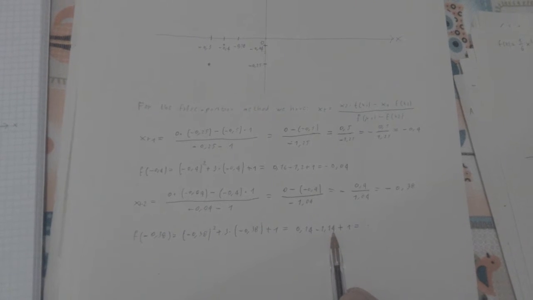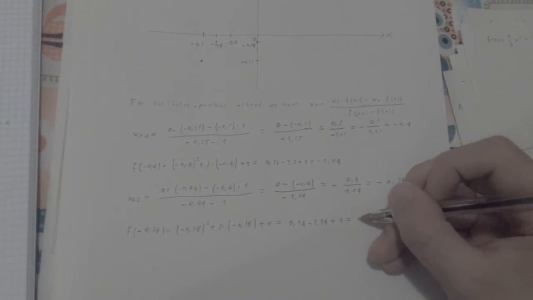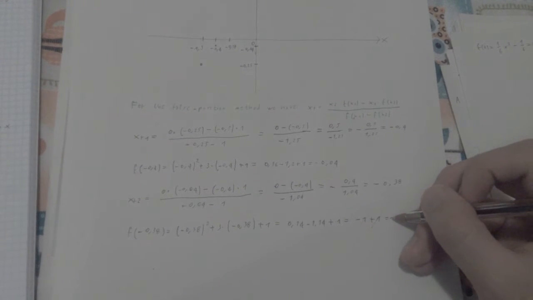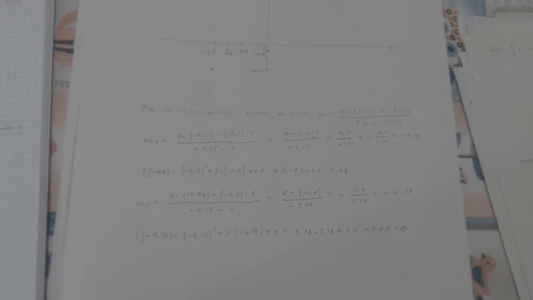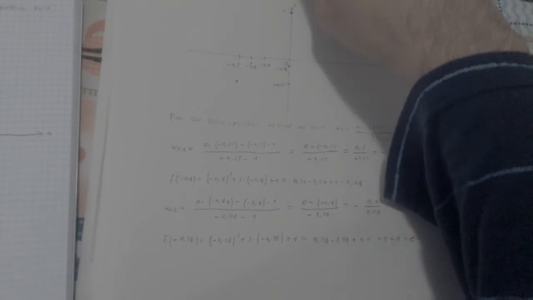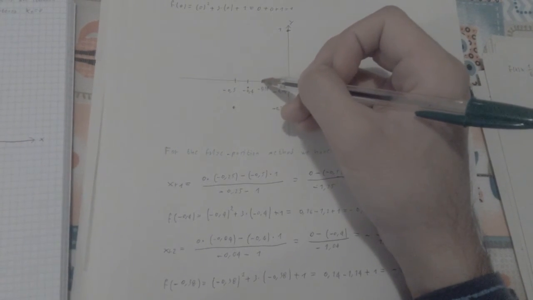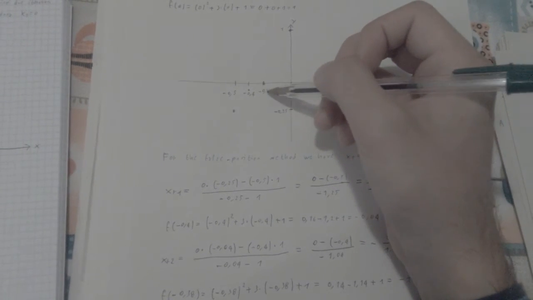0.14 minus 1.14: the 0.14 and 0.14 cancel out, so it's negative 1 plus 1. Negative 1 plus 1, they cancel out. So yes, victory, 0. Exactly right. So negative 0.38 is the point at which this function intersects the axis.